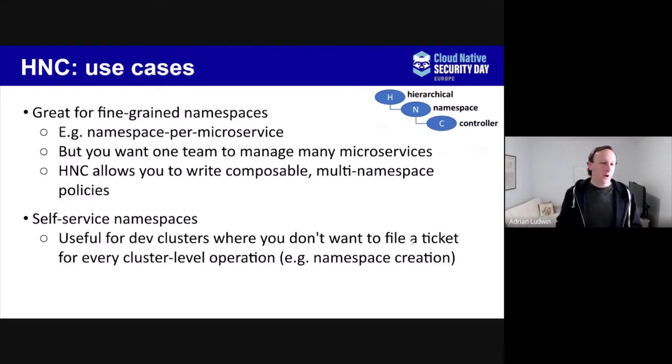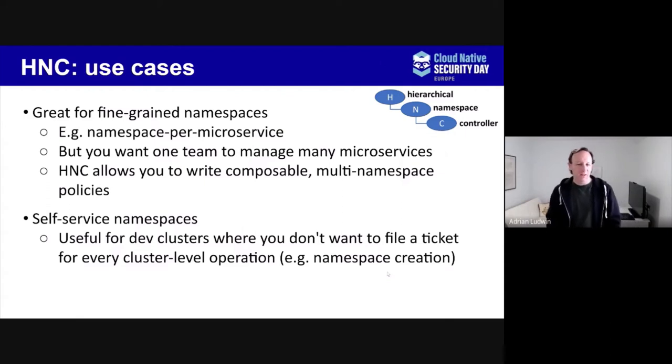So why would you use this? Well, it's great for really fine-grained namespaces. If you just gave every tenant one namespace and said, well, okay, here's your playground, you can do everything in there, that can work, but it doesn't allow you to differentiate between different security policies that might be applied to different workloads that are run by that one tenant. And so with HNC, you can write composable multi-namespace policies where you need, and also apply workload-specific policies where those are required as well. And also it's useful for self-service namespaces.